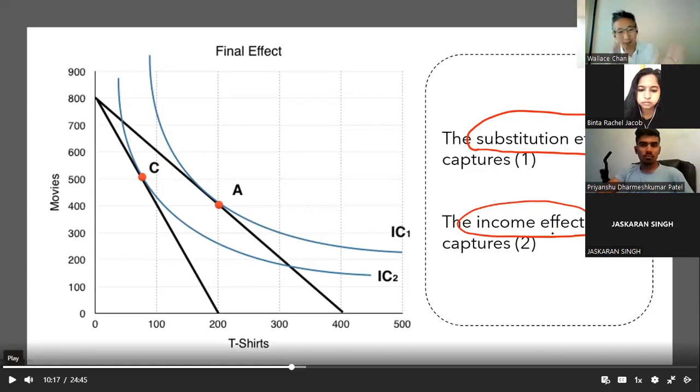I'm just wondering, okay, before we move on to the discussion of the two effects, does anyone want to take a break? Or are you okay to just keep going? Okay to keep going. Okay, sure.